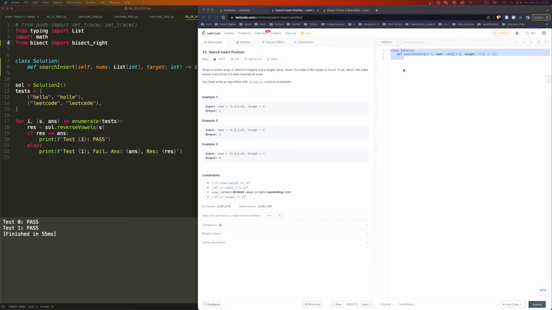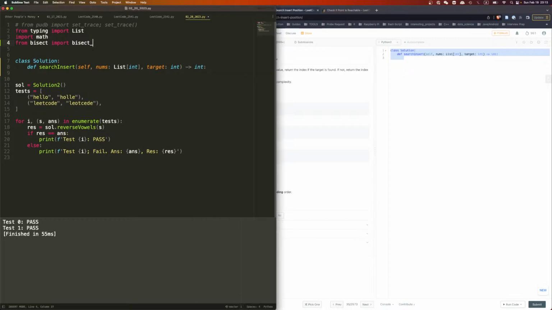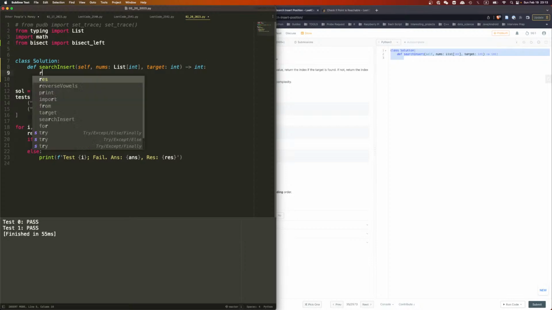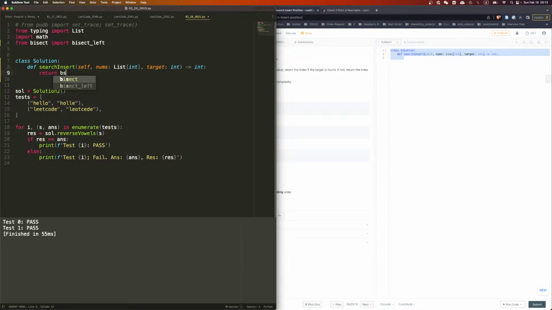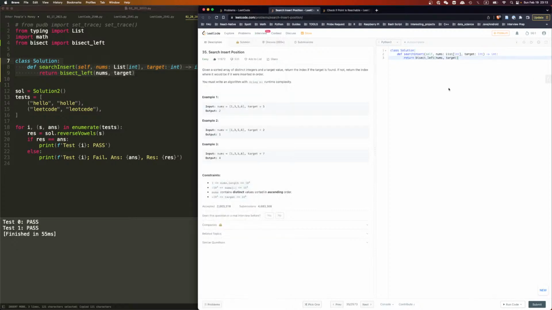Yeah, if we go bisect left, I think I can just return it. I think I can just return this. Yeah, bisect right, I have to check. Bisect left, basically. I think I just return this. It should be fine.